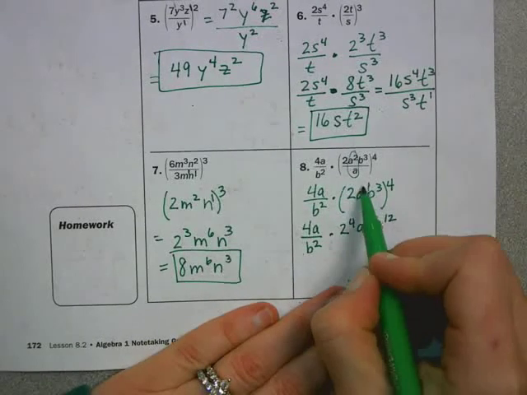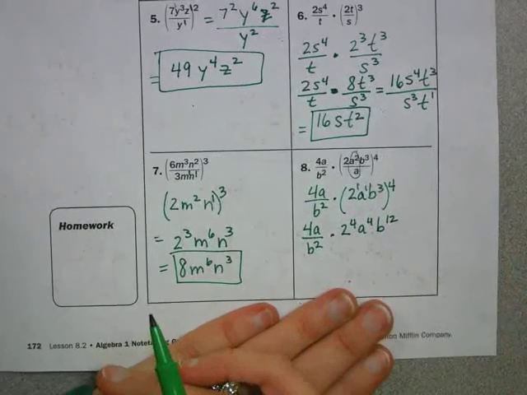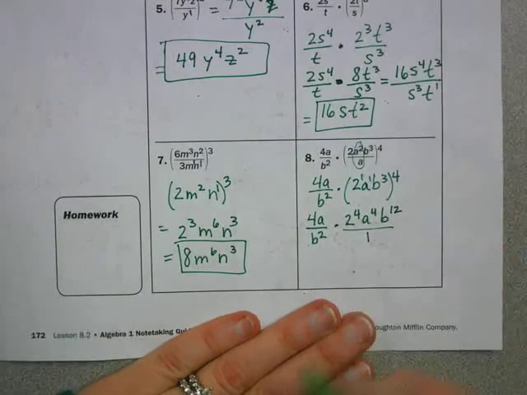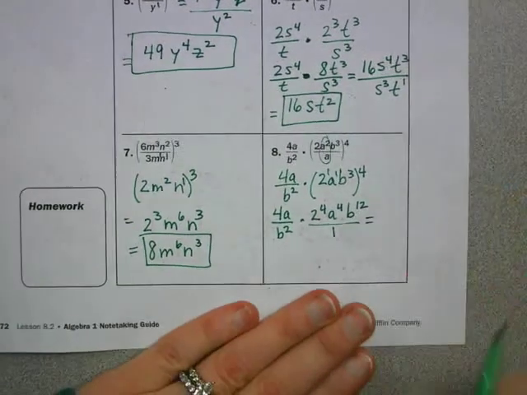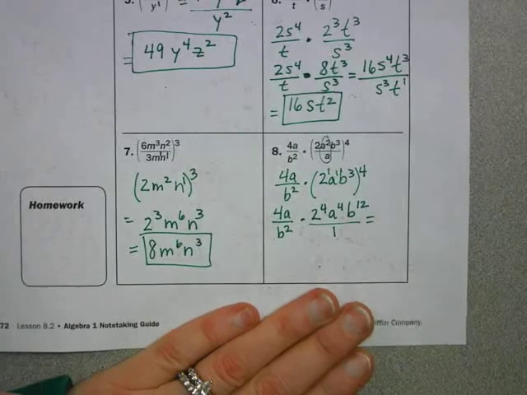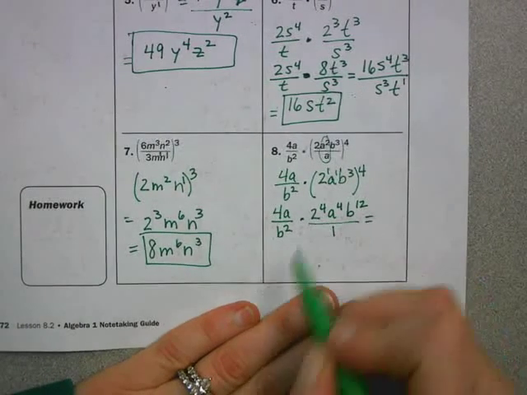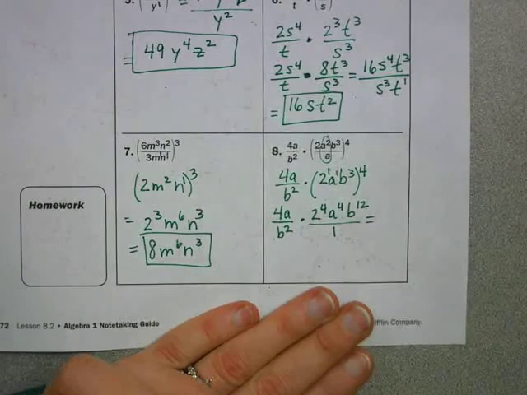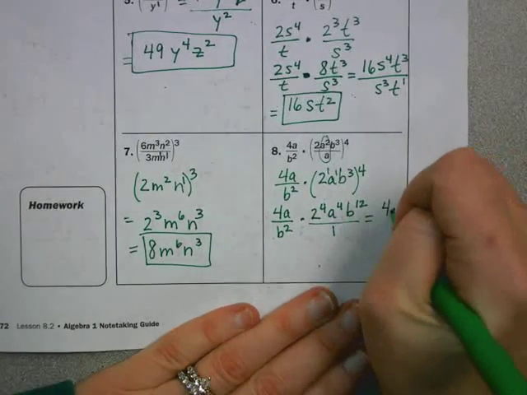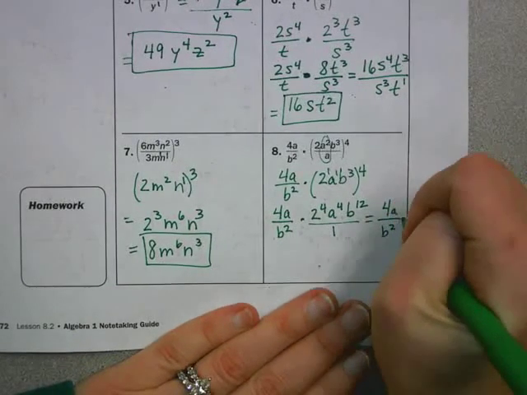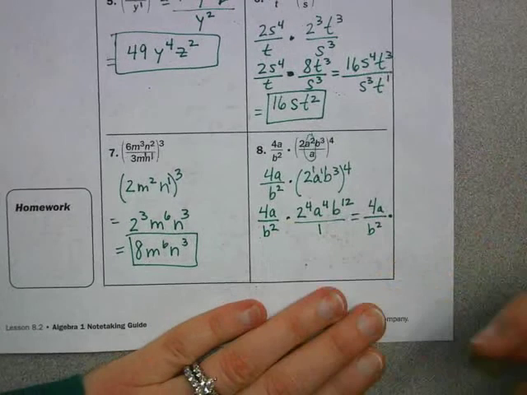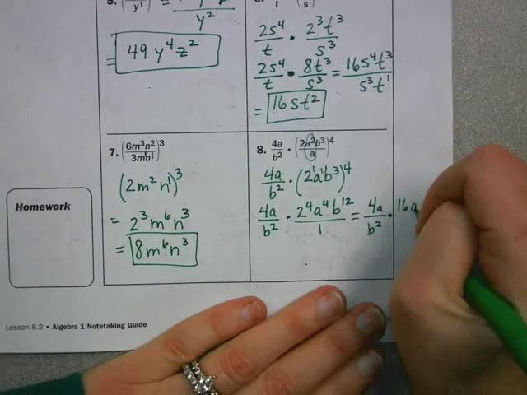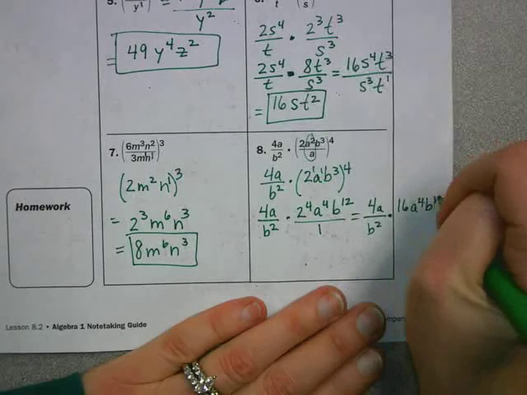Okay? So now it's almost as if this is over 1. We're multiplying across in fractions. So before I do that, I probably need to deal with this 2 to the fourth power because I have to multiply that by 4 there as well. So we'll have 4a over b squared one more time. 2 to the fourth is 2 times 2 times 2 times 2, which is 16. A to the fourth, b to the 12th, all over 1. Now I can multiply across.